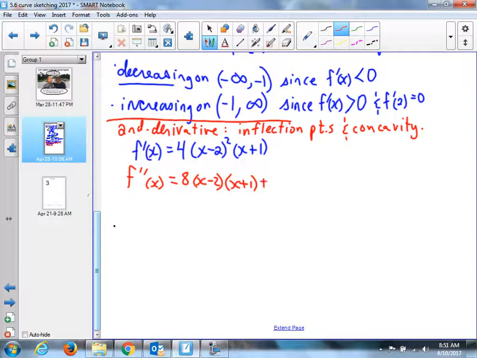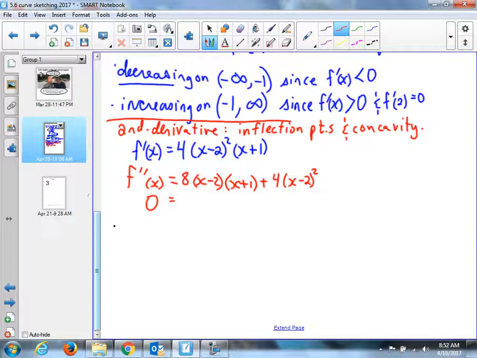Plus, first thing left alone, derivative of x plus 1 is 1. This one isn't as nasty. That, with polynomials, when you do the derivative, it tends to get that way. Now, because we're looking for possible inflection points, I'm going to set it equal to 0 right now. Where does the second derivative equal 0?